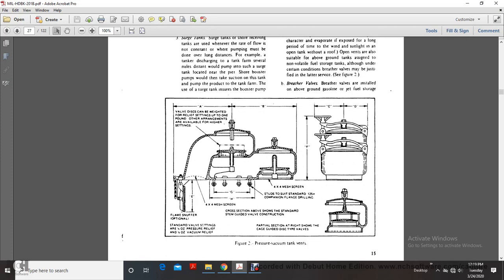This Figure 2 shows pressure vacuum test vents, A, B, C, and D. Valve discharge wave with the relief of the 1 over the pound with arrangement of the available with the higher 4x4 cement screen, studs with the steering with the 1.5 of the companion with the drilling. Flammable sniffer optional and mesh screen cross section above shows the standardization stem guide valve construction partial section right shows and gauge guide this type valve.